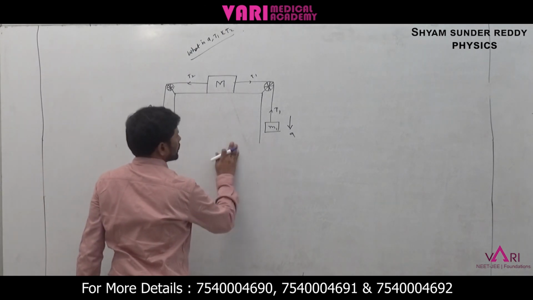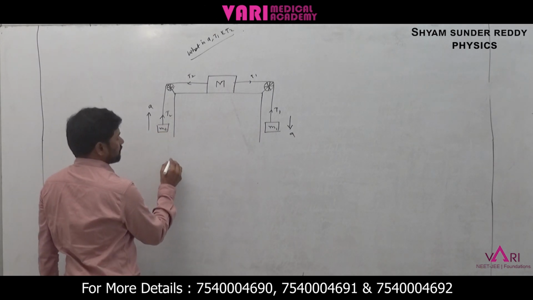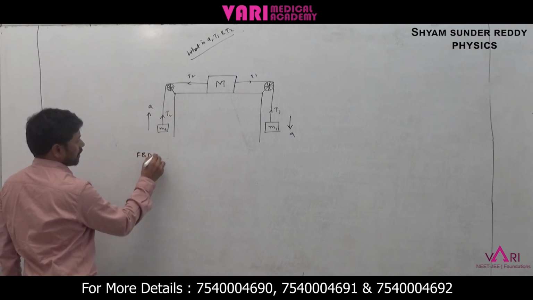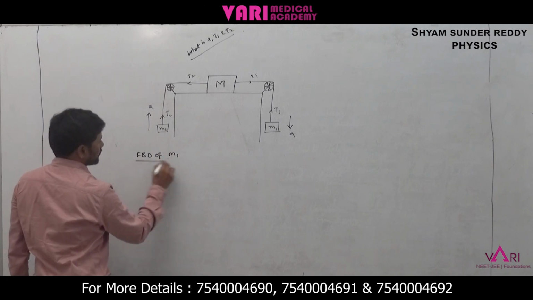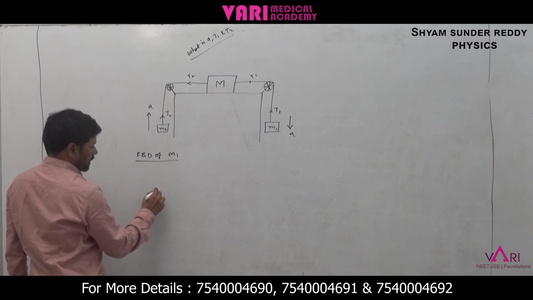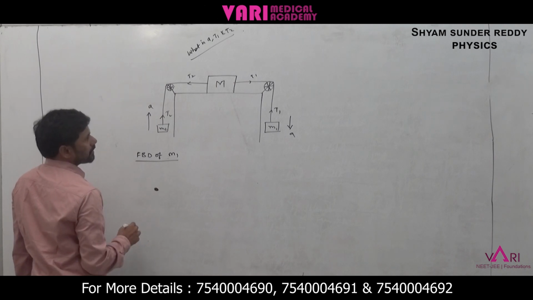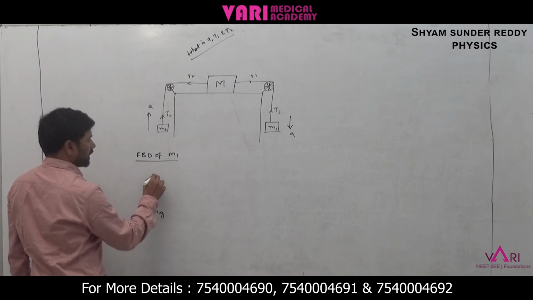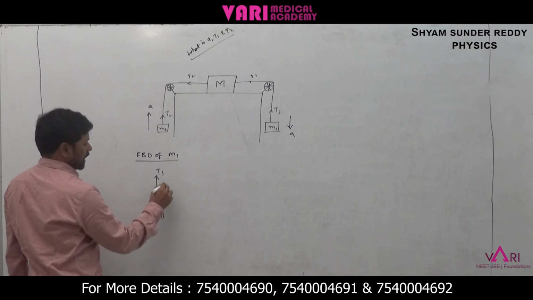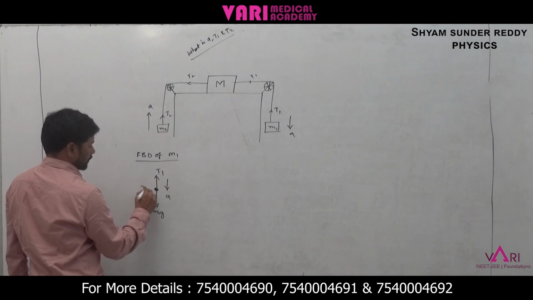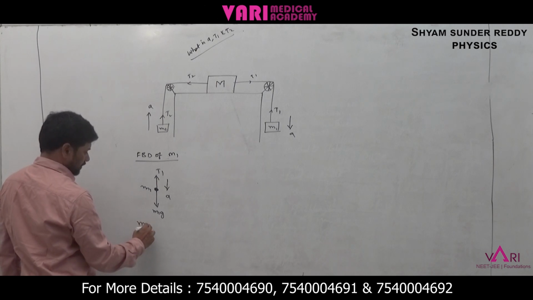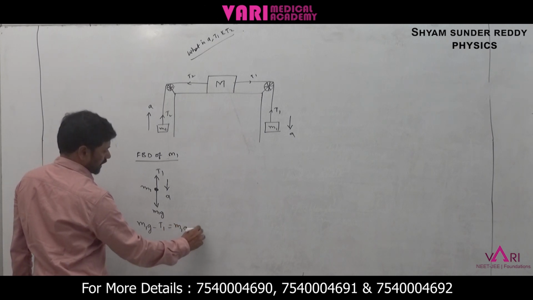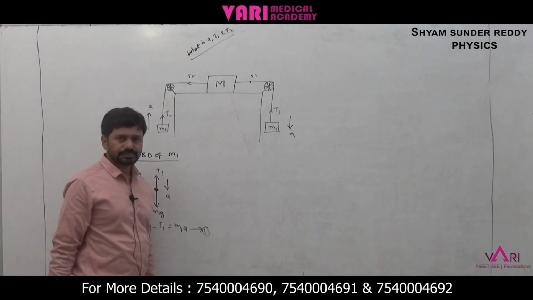We need to take it like that. Okay, allocate that first: FBD of m1. It is hanging from the pulley, so m1g is downward, and in the upward direction is T1. But the acceleration is in the downward direction, so we can write m1g minus T1 is equal to m1a. This is equation number 1.